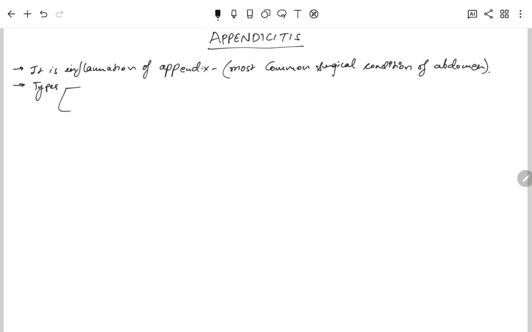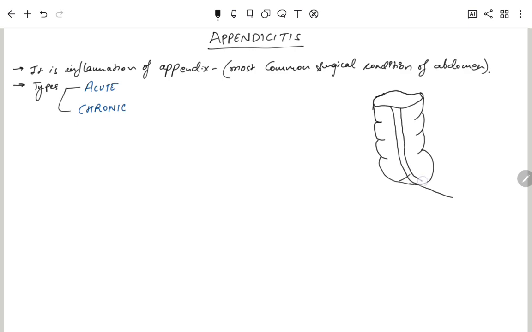Hello everyone. Today's topic is appendicitis, which is the disease of large intestine. So appendicitis is the inflammation of the appendix, which is the most common surgical condition of the abdomen. Talking about its type, it has two types: acute and chronic.